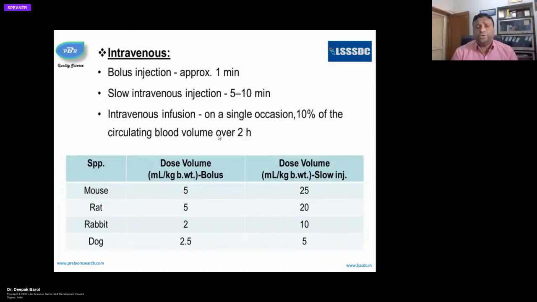Intravenous, you can give it in three different ways. If you administer in their vein in less than 1 minute, that would be bolus. If you administer within 5 to 10 minutes, that's slow intravenous. Or you can put a butterfly needle and an entire bottle infusion. You can keep it drop by drop, and it keeps on administering the drug over a period of hours or days, then that becomes your intravenous infusion. Okay.